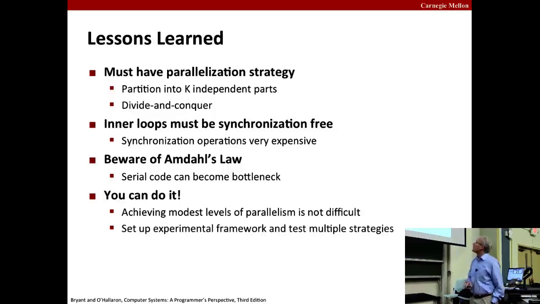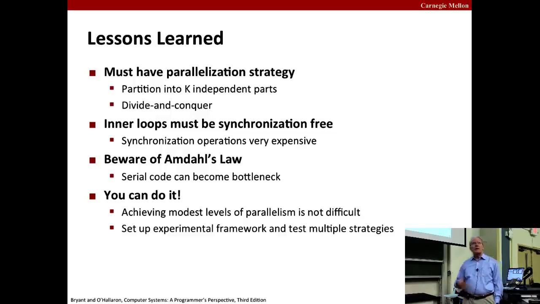So some of the lessons from this are you need a good strategy for how you're going to get parallelism out of your application. And I showed you two basic versions. One is partitioned into k parts that are more or less completely independent of each other, or something like a divide and conquer strategy where you can keep splitting it, but the two splits that you create out of that can go concurrently. There's other different types of parallelism too. In general, you want to make the inner loops fast. You can't have any synchronization primitives in there. It'll just run too slow.